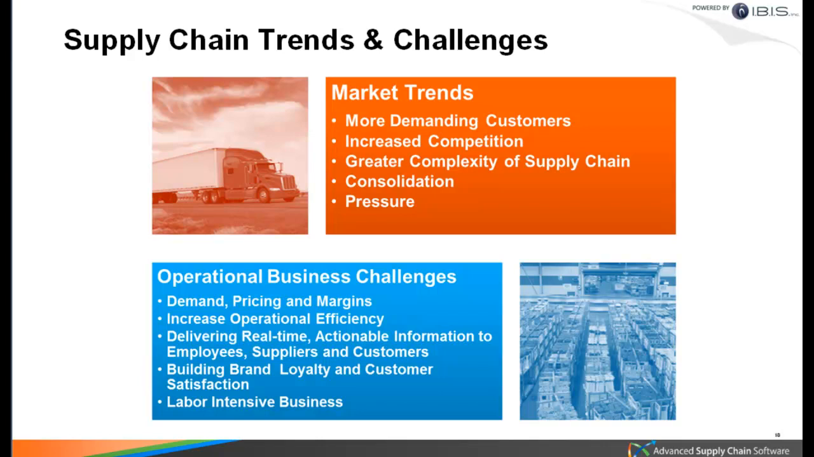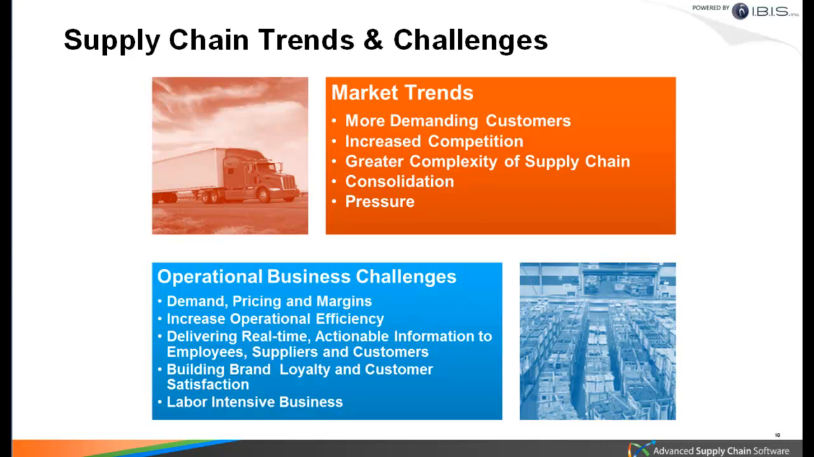And then, of course, you've got your operational business challenges, which is demand, pricing, and margin. What's the right price? Is the demand the right one? Am I working properly with the demand? Am I picking up all the information I need? Am I achieving my margins? How to get increased operational efficiencies, how to make sure I deliver real-time actionable information to both my employees, my suppliers, customers. Again, do I have the right software that allows me to do that and makes it a non-issue because it's done automatically and simply.